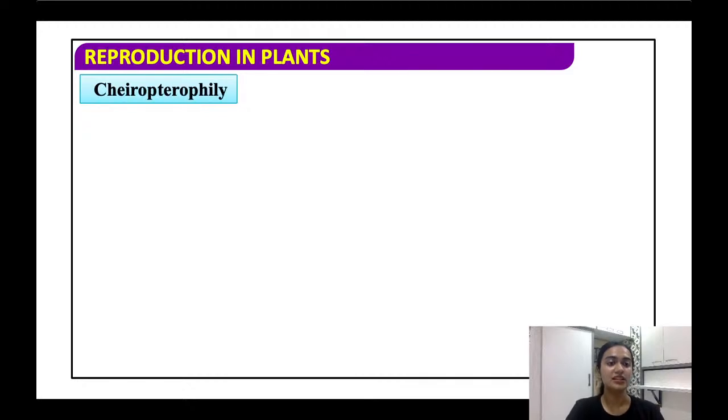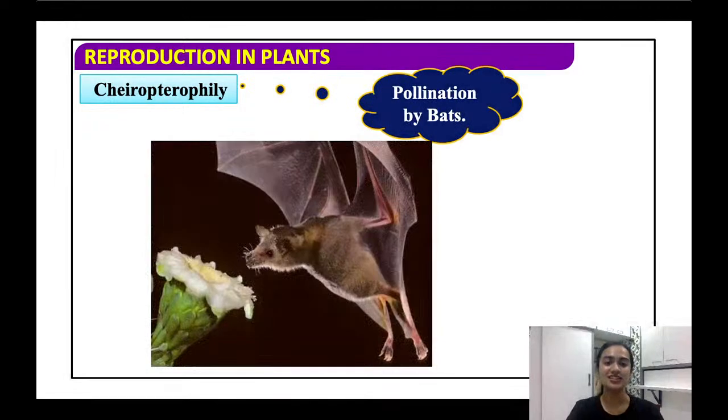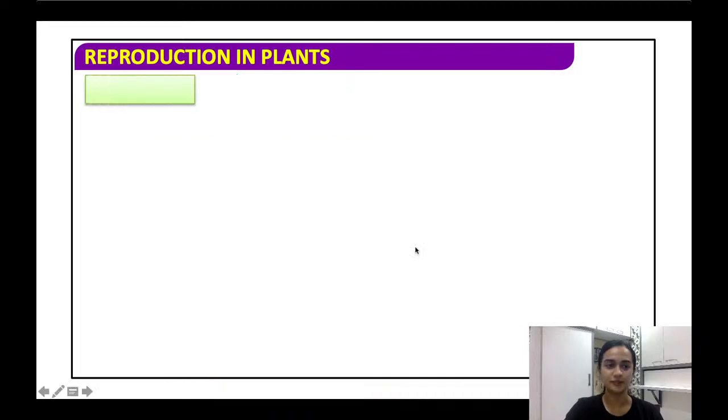Then comes chiropterophily. All right, what happens here? It is pollinated by bats. Recently, this is one of the most talked about animals, bats. We all are very fed up of this animal, but it does help in pollination.